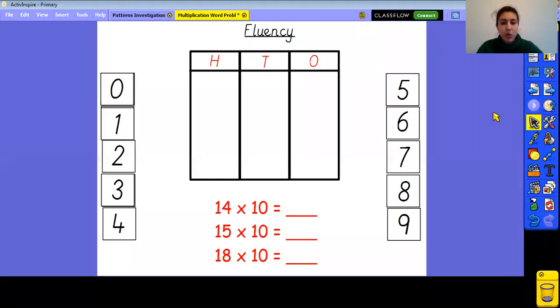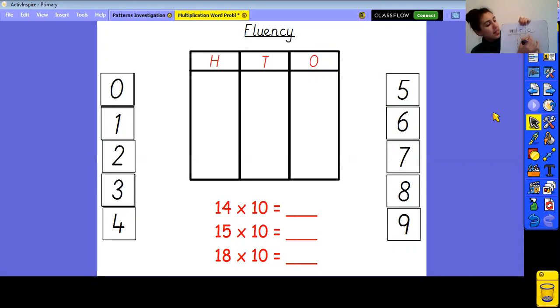So I've now bobbed on some questions for you to have a go at. Pause the video and have a go. You might want to use a whiteboard or a piece of paper and a pencil. But what you can do is draw your own place value table by doing your hundreds, tens, and ones. And let's say we were doing 16 times by 10.